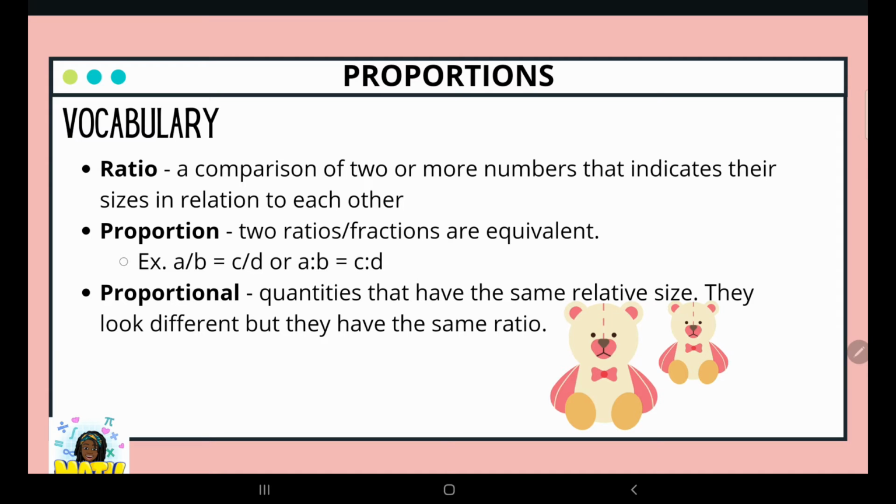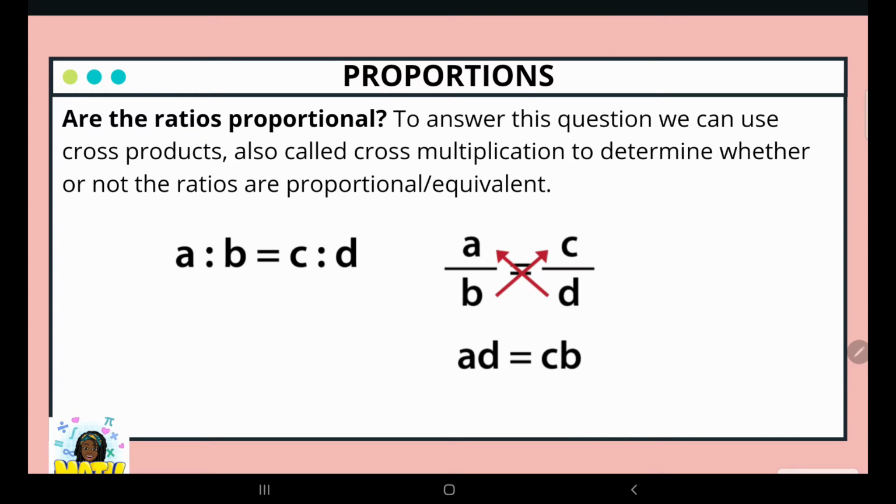Proportional: quantities that have the same relative size. They look different, but they have the same ratio. So take a look at these two teddy bears. These two teddy bears are considered proportional. Although this one is clearly smaller than this one, the dimensions, when simplified, are equivalent. Now let's ask ourselves, are ratios proportional?